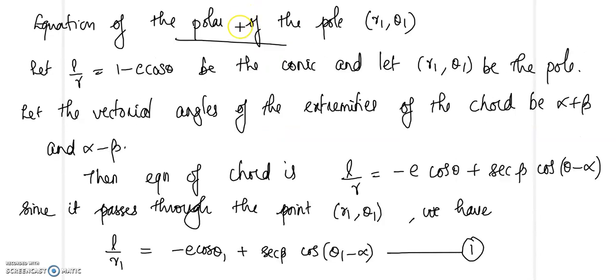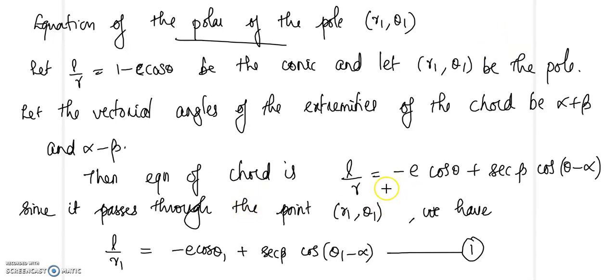So let us look at the equation of the polar of the pole r1 theta 1. For this, let us consider the conic L by r equal to 1 minus e cos theta, and r1 theta 1 is the pole here. Now from the pole we'll be drawing chords. Let me take the vectorial angles at the ends of the chords to be alpha minus beta and alpha plus beta. We have already seen the expression for the chord of contact with these vectorial angles.